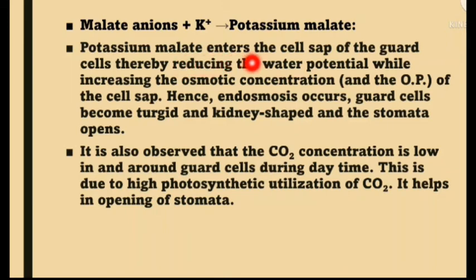Potassium malate enters the cell sap of the guard cells, thereby reducing the water potential while increasing the osmotic concentration of the cell sap. Hence, endosmosis occurs. Guard cells become turgid and kidney-shaped and the stomata opens. It is also observed that the CO2 concentration is low in and around guard cells during daytime. This is due to high photosynthetic utilization of CO2. It helps in opening of stomata.